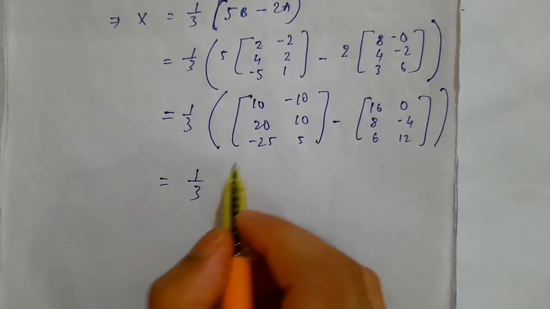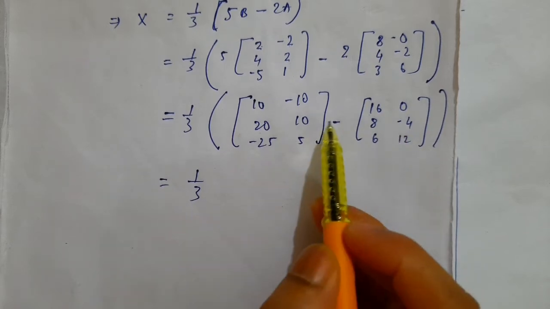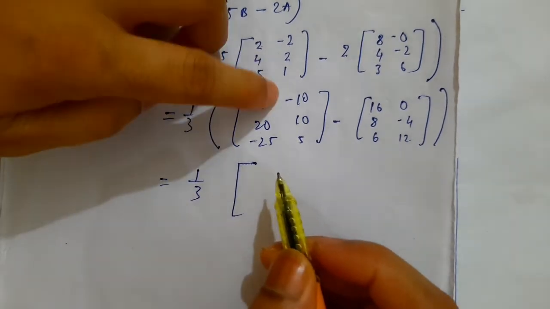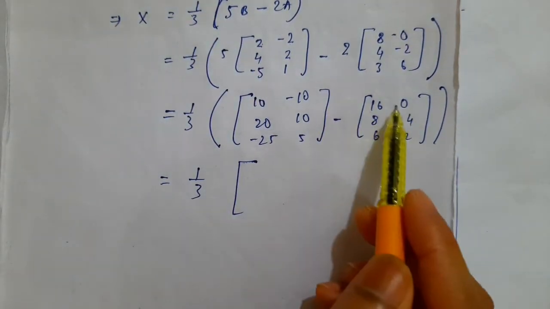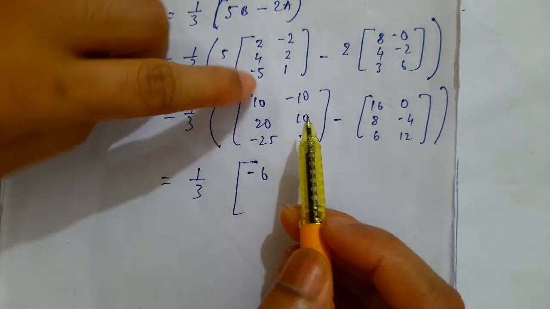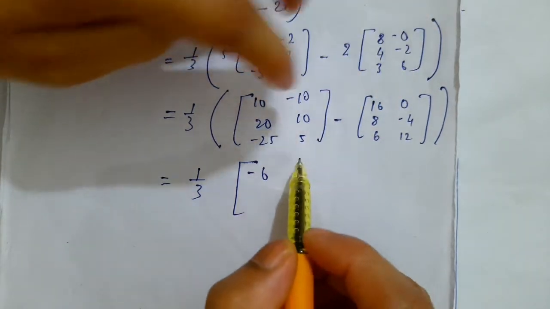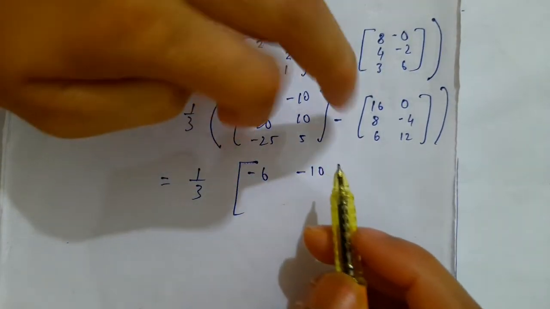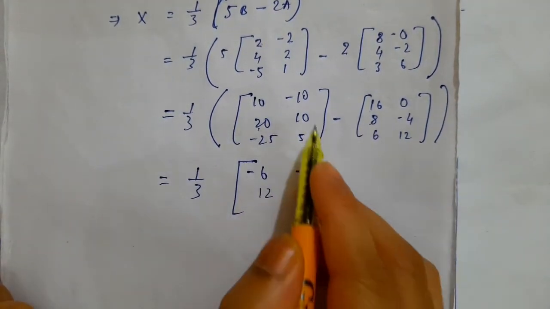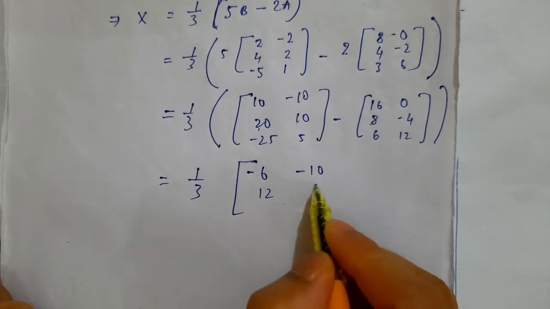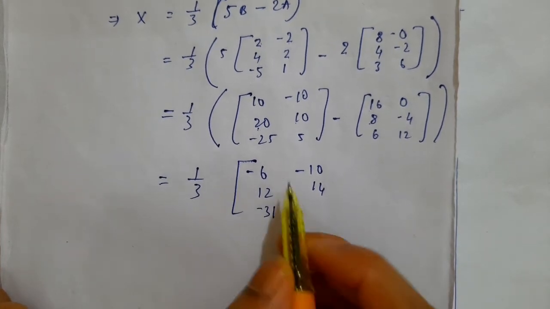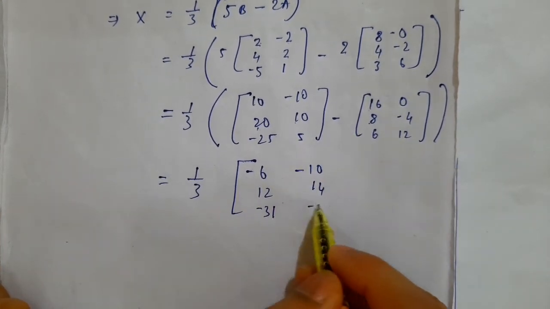Now what we have to do is subtract, the difference of these two matrices. We already discussed how we can find the difference. Subtracting the second one from the first one. 10 minus 16, it becomes minus 6. Then minus 10 minus 0, it becomes minus 10. 20 minus 8, 20 minus 8, what does it become? 12. 10 minus of minus 4, 10 plus 4, it is 14. Minus 25 minus 6, that is minus 31. 5 minus 12, minus 7.